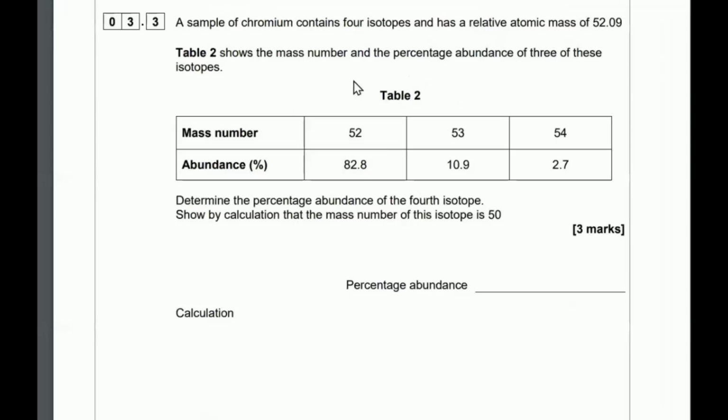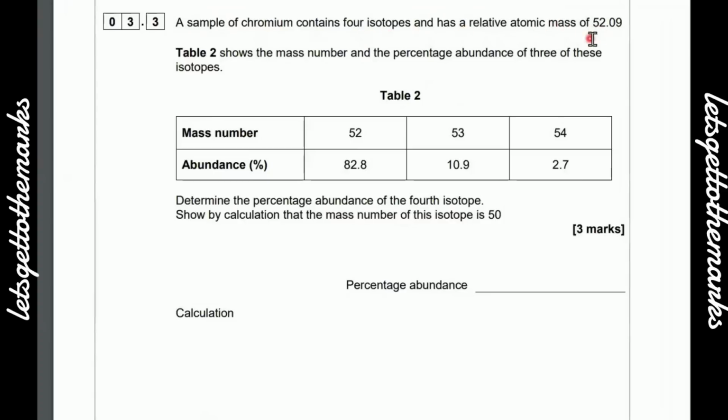Okay, looking at a relative atomic mass question here for A-level chemistry. So 3.3, a sample of chromium contains 4 isotopes and has a relative atomic mass of 52.09. Table 2 shows the mass number and the percentage abundance of 3 of these isotopes. So we've got 52, 53, 54 and their relative abundances. We then have the question, determine the percentage abundance of the 4th isotope. I'm labeling it Z for algebraic purposes. Show by calculation the mass number of this isotope is 50.